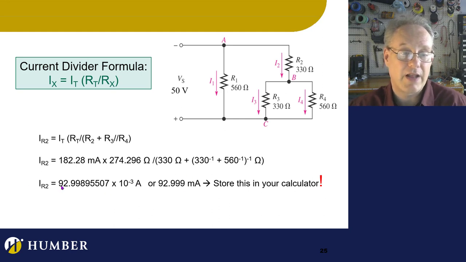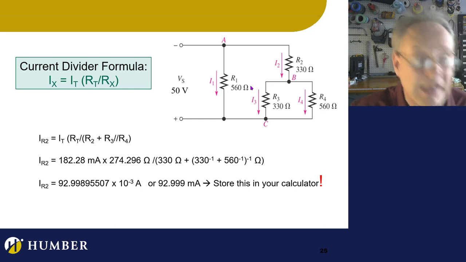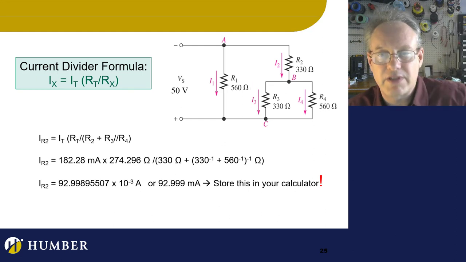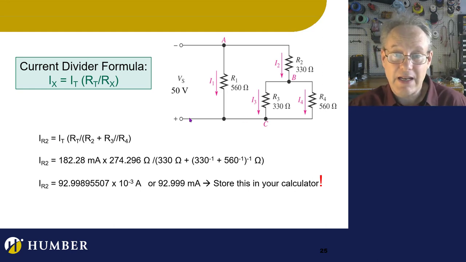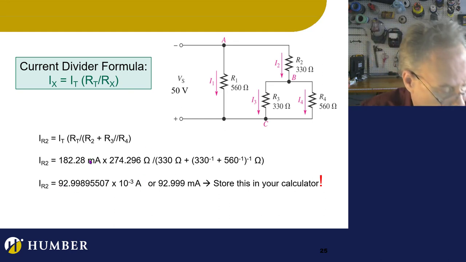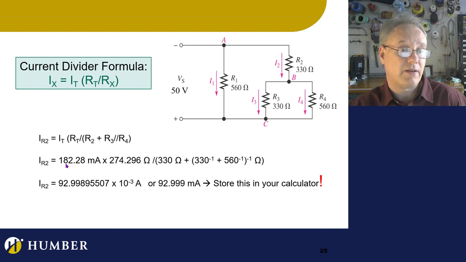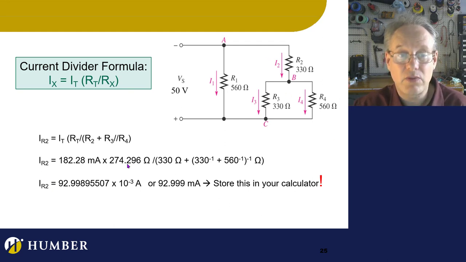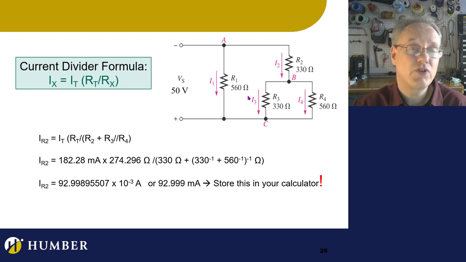And then I can calculate it, and it's 92. Do you know what? We calculated this to be 89.56 milliamps. And we calculated this now to be 92, and 92 plus 89 something is about 182. So it makes sense. This current plus this current equals that current. So this has worked.